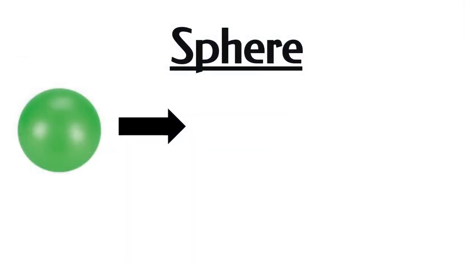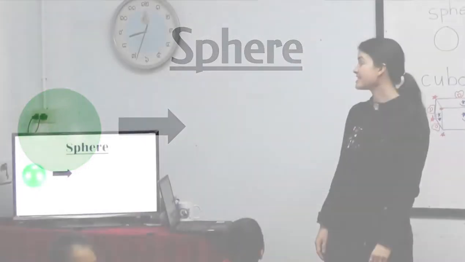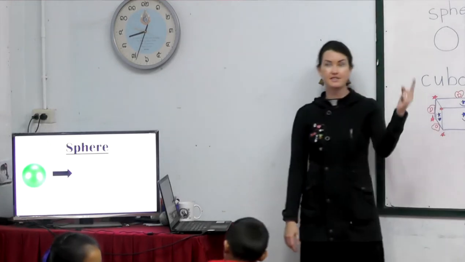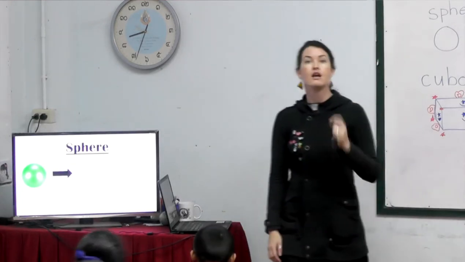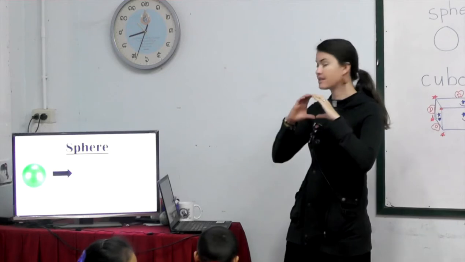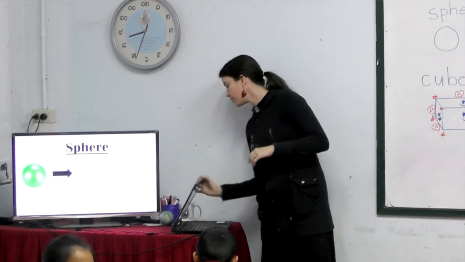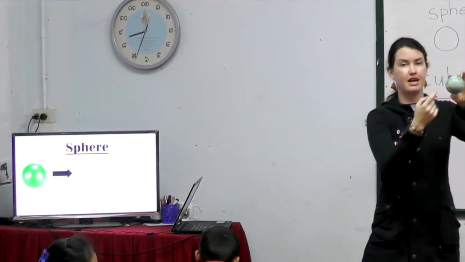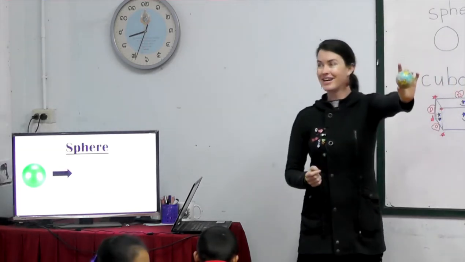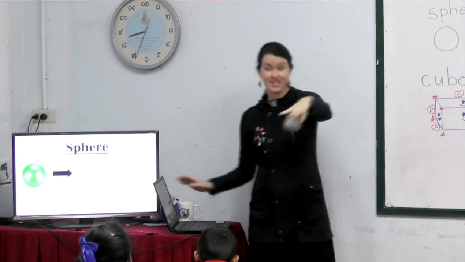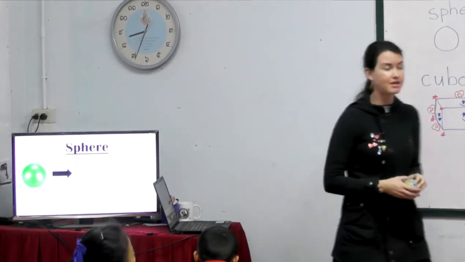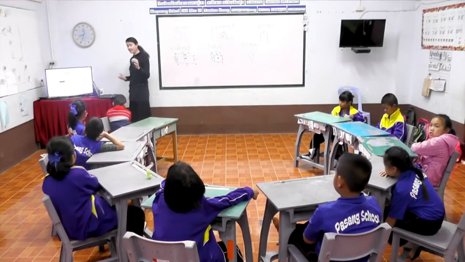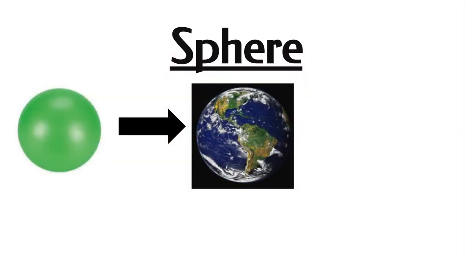Sphere. Do you see any spheres in our classroom? Clock's a little bit different. It does make a circle, good, but we want to think like a ball, all the way around, like this ball. Like our ball. Good. Yeah, like a football or a soccer ball. Anything. Yeah, the earth is like a sphere.